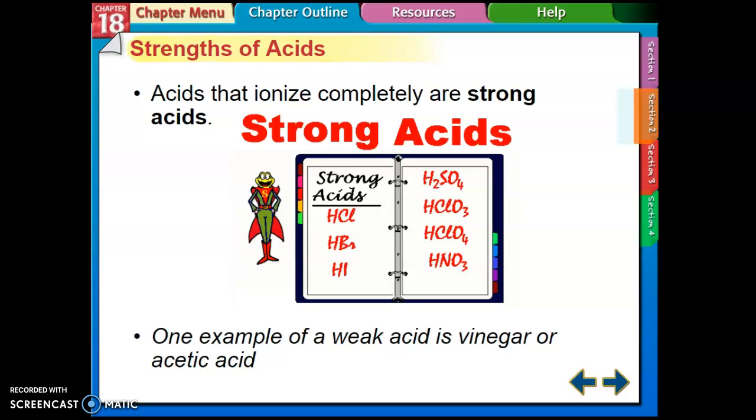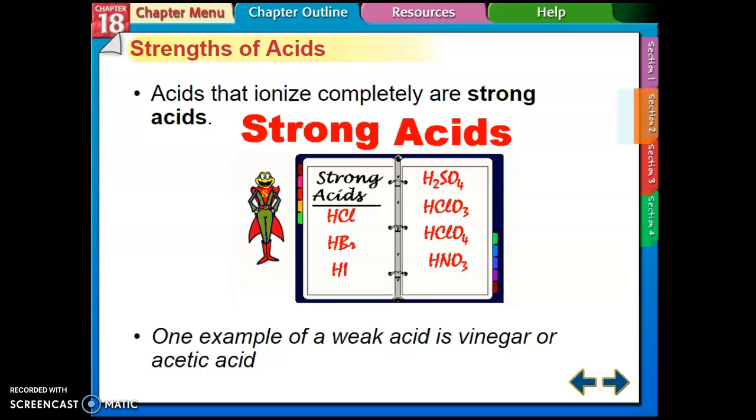Some examples, I know they're hard to read because they're in cursive, but the first one is HCl. You probably have heard of that one, hydrochloric acid. Then we have HBr, hydrobromic acid, HI, hydroiodic acid, H2SO4, another common one, sulfuric acid, HClO3 is chlorous acid, HClO4 is chloric acid, and HNO3 nitric acid.